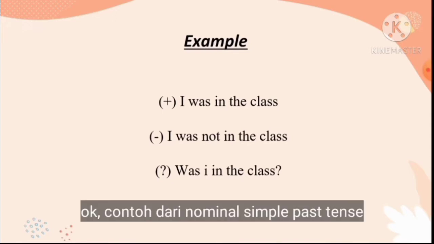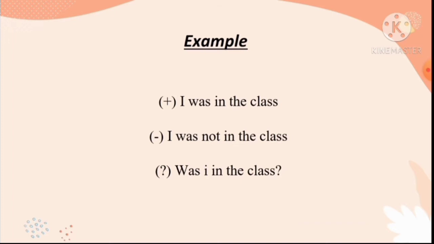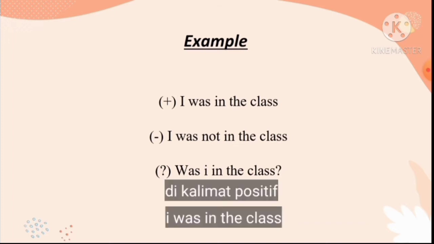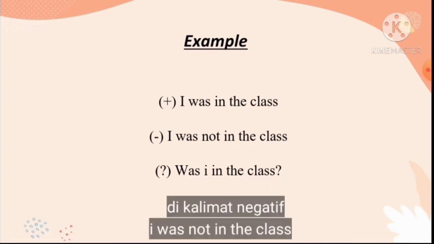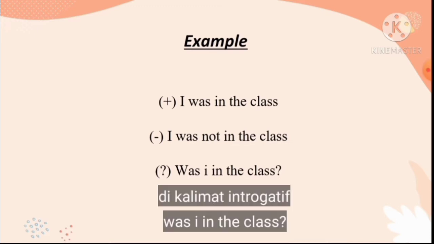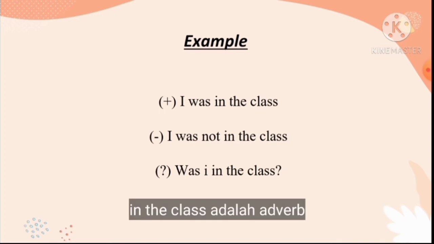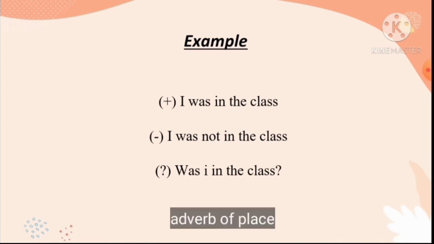Okay, the example of nominal simple past tense. In positive: I was in the class. Negative: I was not in the class. Interrogative: was I in the class? In the class is adverb, adverb of place.